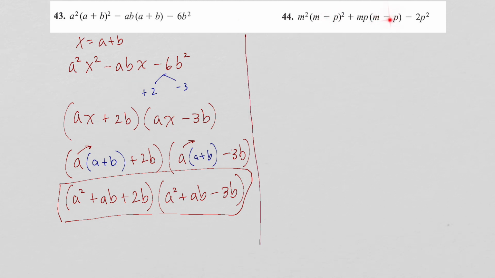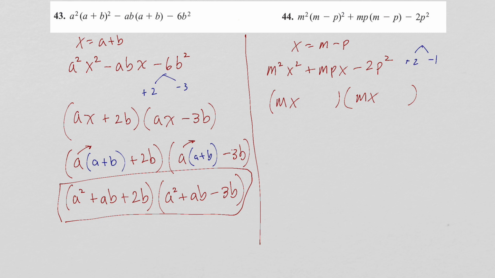Okay, our recurring element is m minus p. So I'll say x is equal to m minus p. And now we have m squared times x squared plus mp times x minus 2p squared. So I've got mx. Now, factors of negative 2 that add up to positive 1 are positive 2 and negative 1. So this has got to be a plus 2p, that's for this, minus 1p.